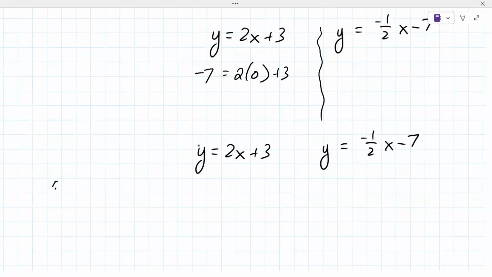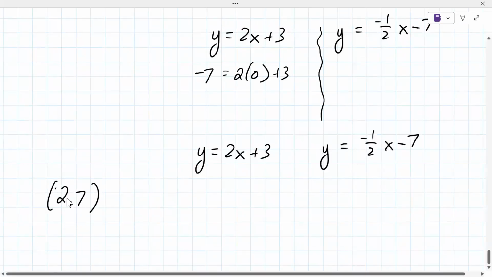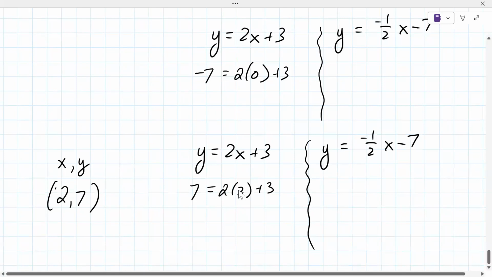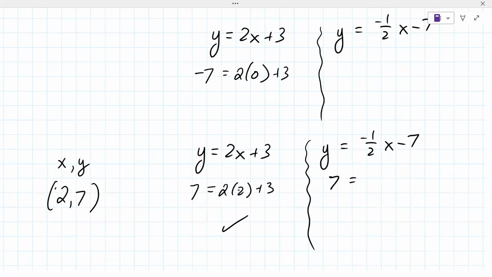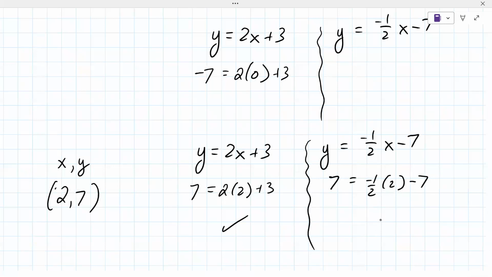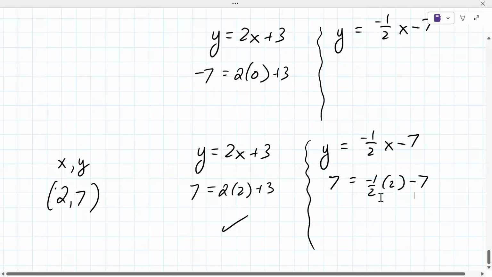So D is the ordered pair (2, 7). What's the x value in this ordered pair? 2. And then y is 7. So is 7 equal to 2 times 2 plus 3? Yeah, I agree. Now, is 7 equal to -1/2 times 2 minus 7? No. You seem uncertain about that. You've got to be fully committed to it. I'm not saying you're wrong, I just don't like hearing the hesitation.